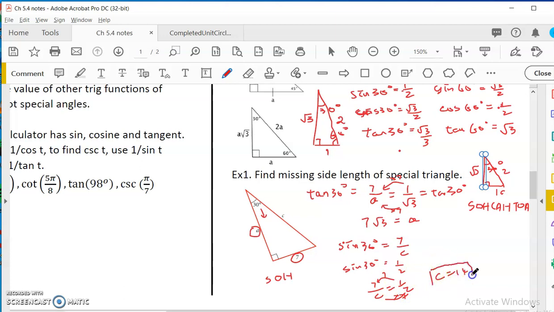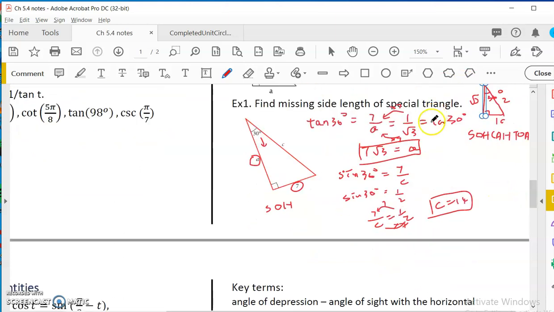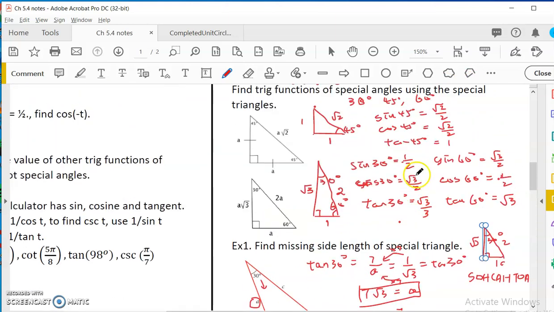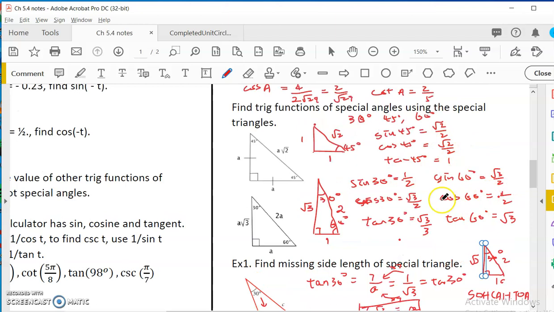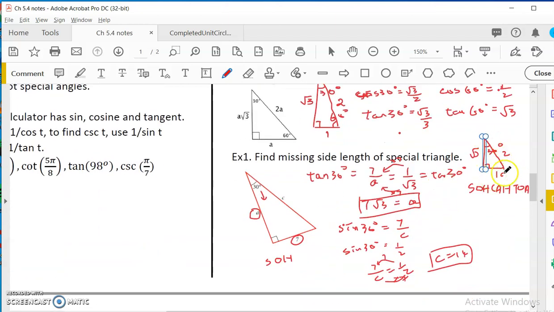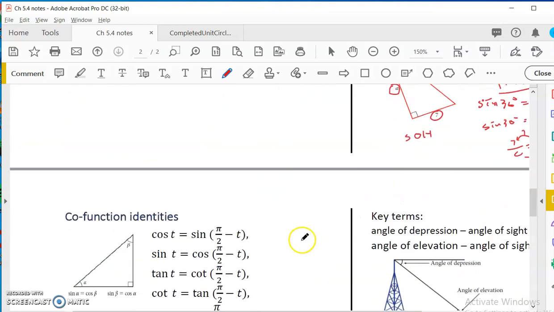So this is how we solve any triangle that is 30-60, because we remember this table. Whatever you want, you can write it out in a table, or you can just draw a triangle and then do SOHCAHTOA to generate it.